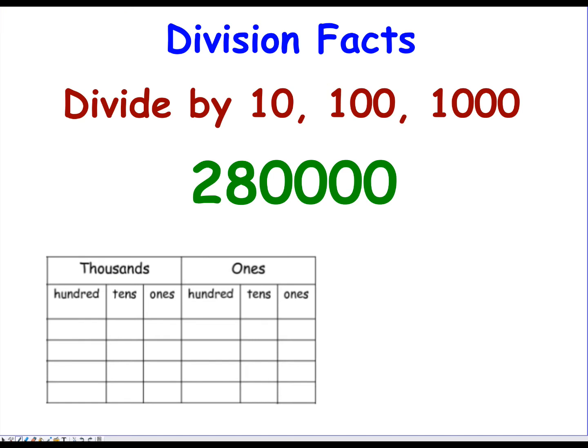Now let's do the same with division. So if you're dividing by 10, 100 and 1,000, we're going to move the number 1, 2 or 3 places to the right with respect to place values. So let's start with our original number of 280,000. So we have 4 zeros on our original. Now, when we divide by 10, we're moving the numbers one place to the right.